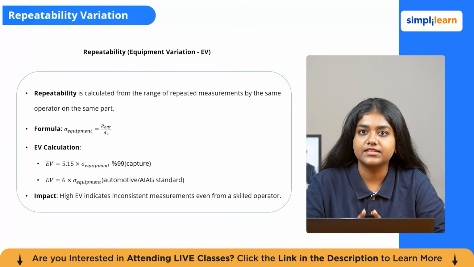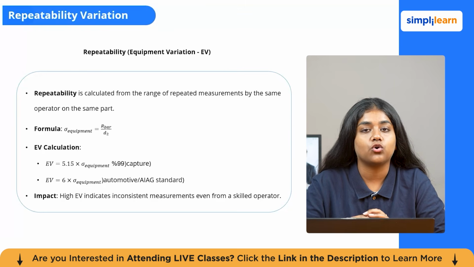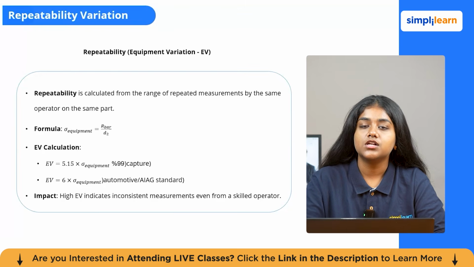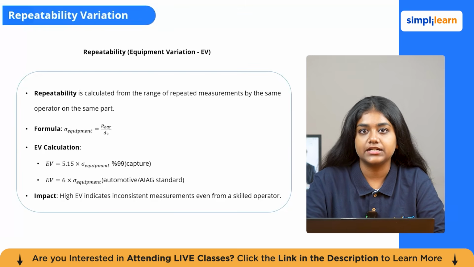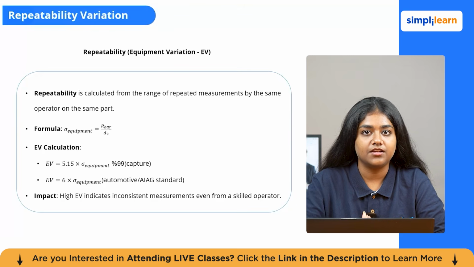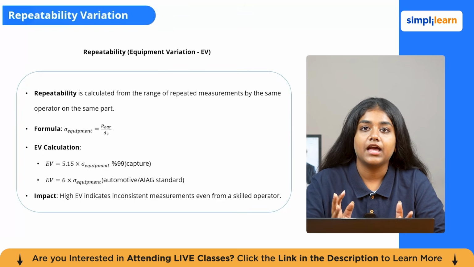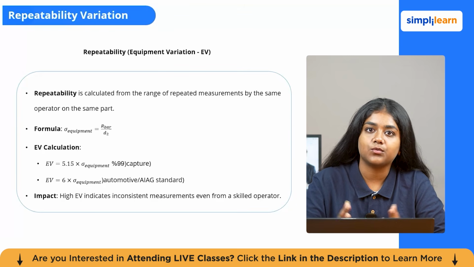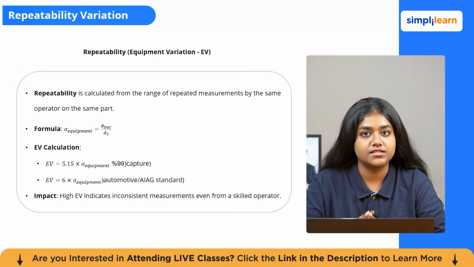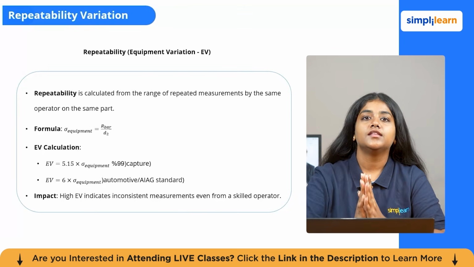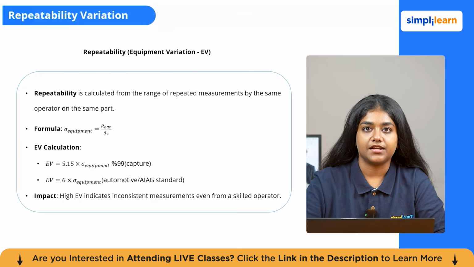You calculate this range for every combination of operator and part. Then you average all of these ranges to get the overall average range, called R bar. From R bar, using a statistical correction factor, you calculate the standard deviation of the equipment variation. And from the standard deviation, you calculate the equipment variation. This number, that is EV, represents the spread of repeatability variation in the measurement system. The effect on measurement consistency is direct. A high EV means the gauge is inconsistent even in the hands of a single skilled operator.